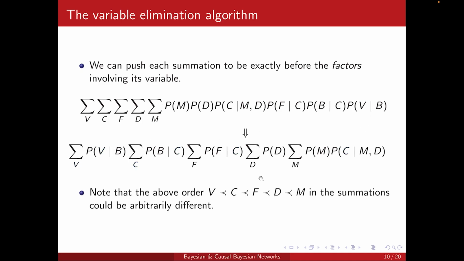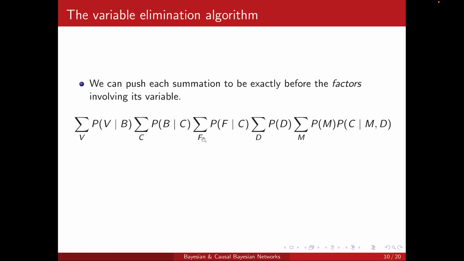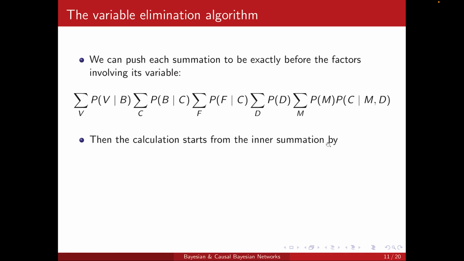Now note that this order is arbitrary and it can be different. Here we're just following the one that appeared here. So I end up with this pushed summation, and now the calculations start from the inner summation. So I will start with this term. What should I do?